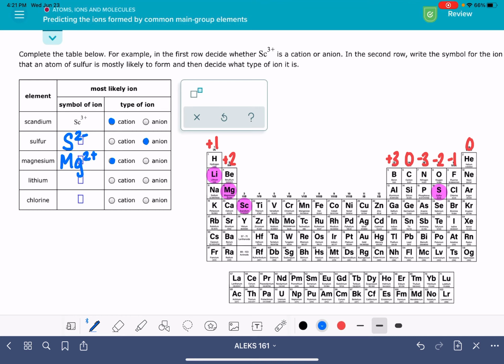Lithium is right here. That's in the +1 column. That's going to be Li+. When it's a +1 or a -1, we usually just write plus. We don't write +1 or -1. And that's because it's positive, it's a cation.